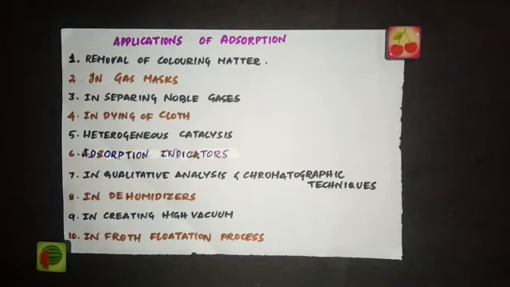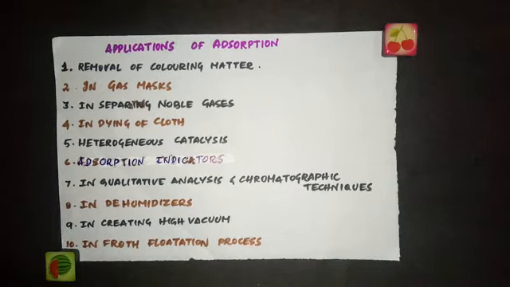And the next application is in separating noble gases. You know what are noble gases? Neon, argon, krypton, xenon, radon are called as noble gases. The activated charcoal, which is coconut charcoal, is very capable of absorbing the noble gases present in a mixture at different temperatures. So when you keep the coconut charcoal in contact with the noble gases, the coconut charcoal will absorb the different gases at different temperature, except radon. So this helps in the separation process.